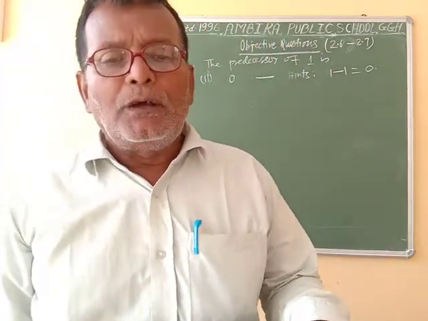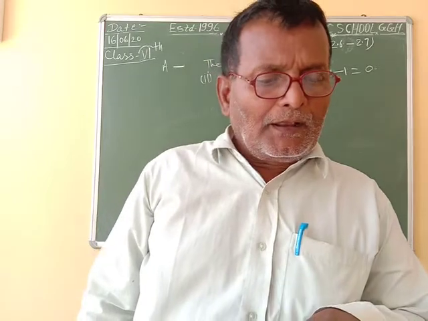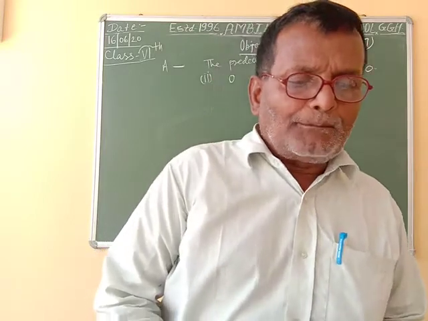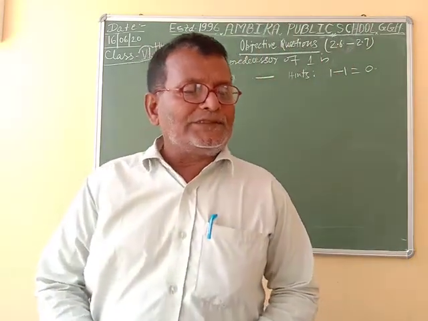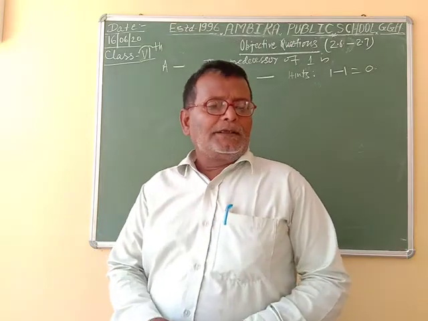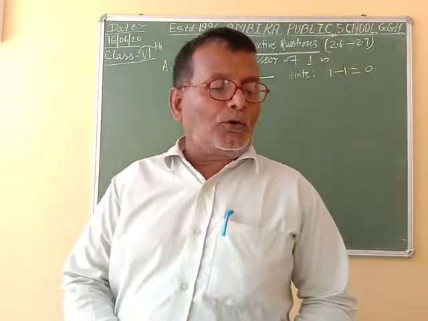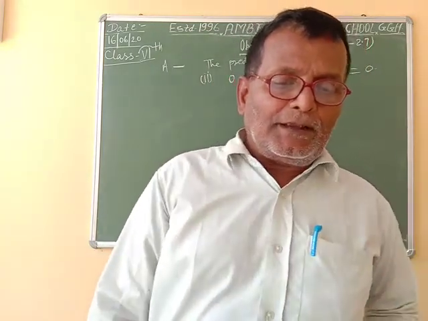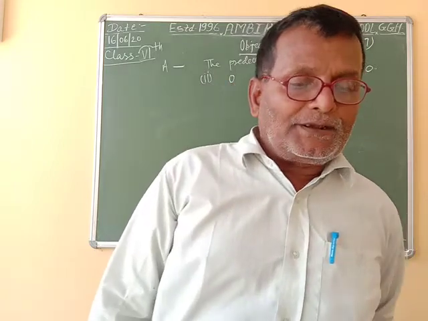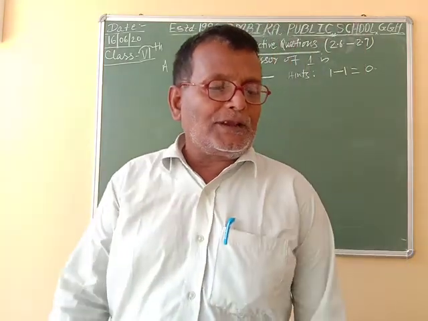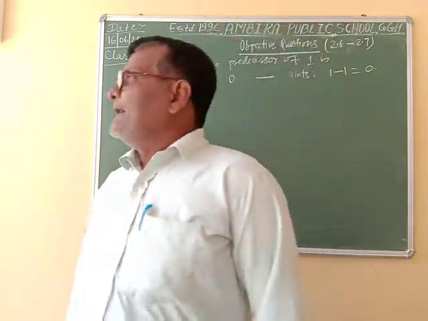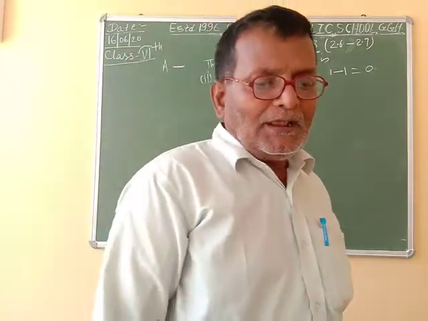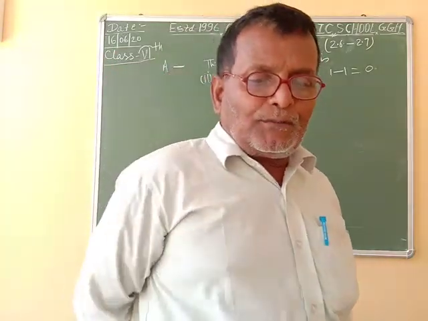In question number 2, we are given, among natural numbers, the predecessor of 1 is, because you know that natural numbers start from 1. So none of these options is correct. Among the natural numbers, the predecessor of 1, we see that natural numbers start from 1. So option 4 is correct.